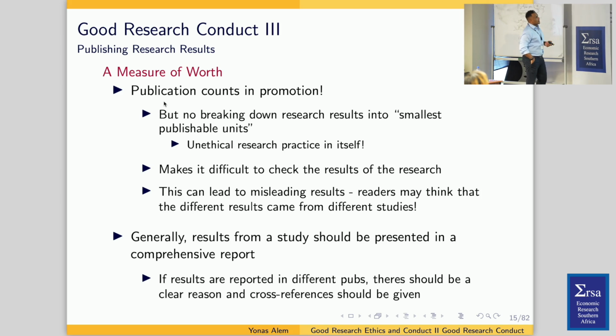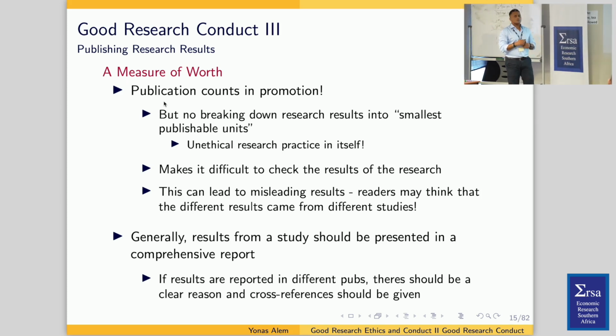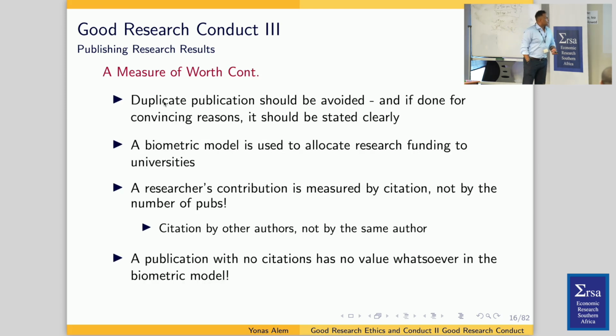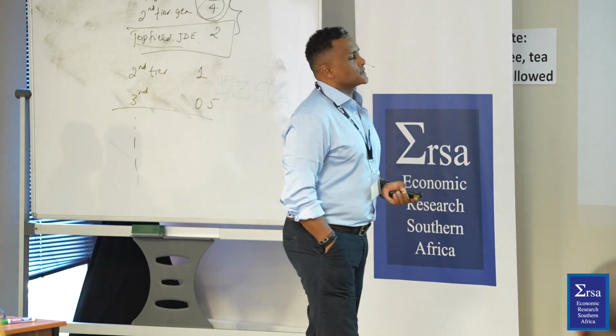Generally, results from a study should be presented in a comprehensive report, which is 1. If the results are reported in different pubs, there should be a clear reason and cross-references should be given. That's why if you produce 2 separate results, then you have to mention one in the other as well, and the relationship should be explained as well. Duplicate publications should also be avoided. If done for reasons, it should be stated clearly.